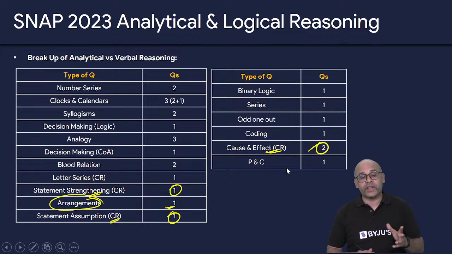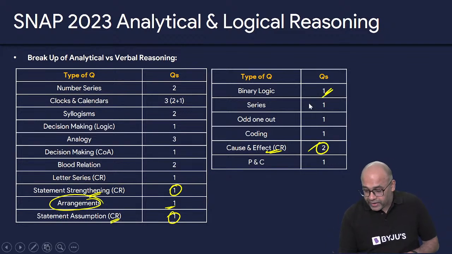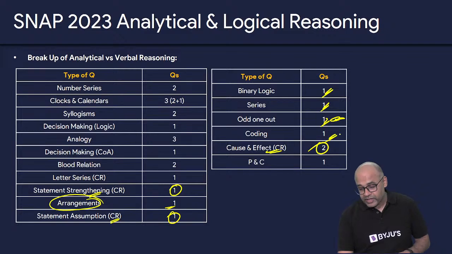So 4 questions came from critical reasoning. Binary logic was 1, series was 1, odd one out was 1. This was again not very difficult. Coding, decoding was actually a bit difficult to understand.